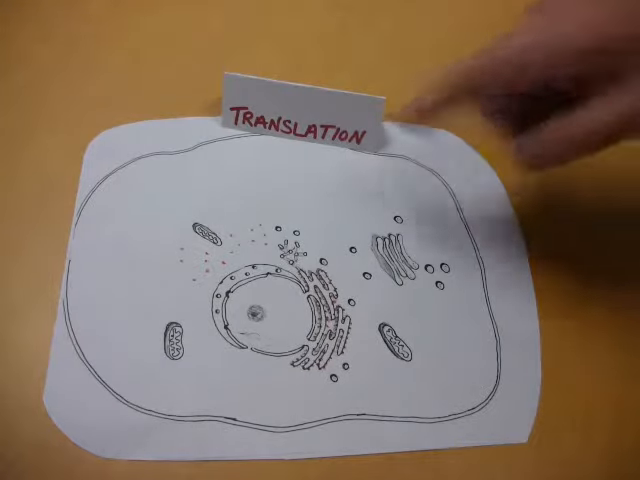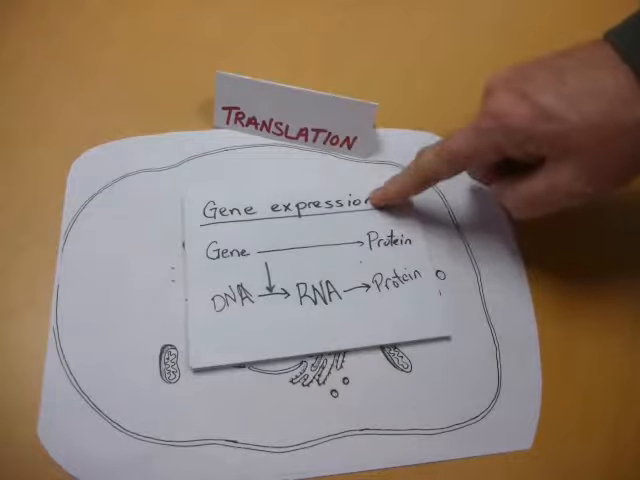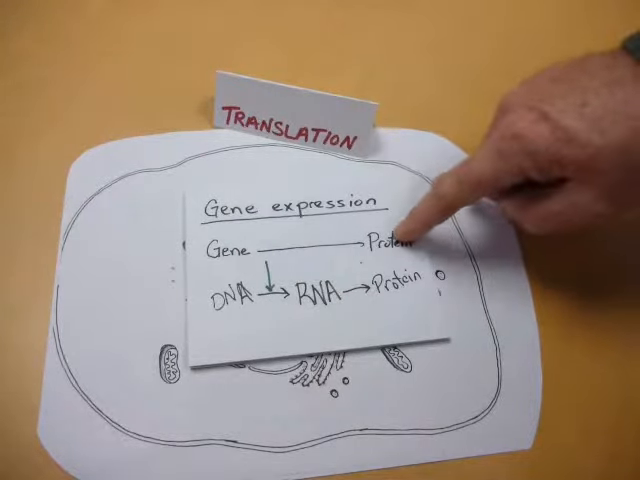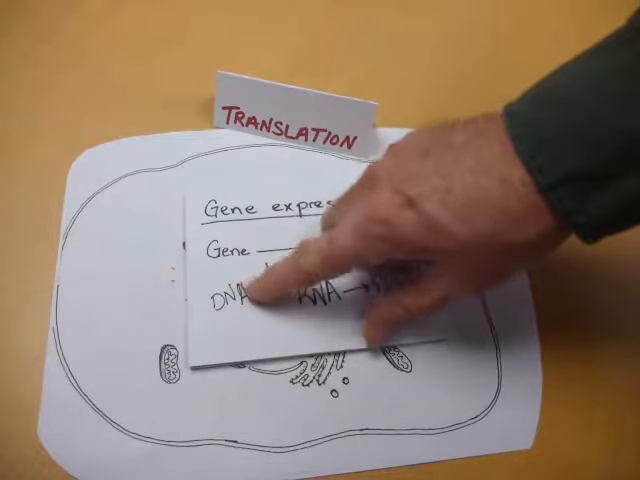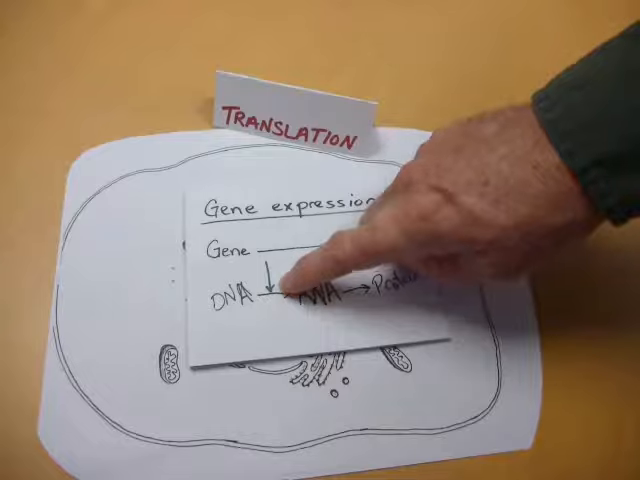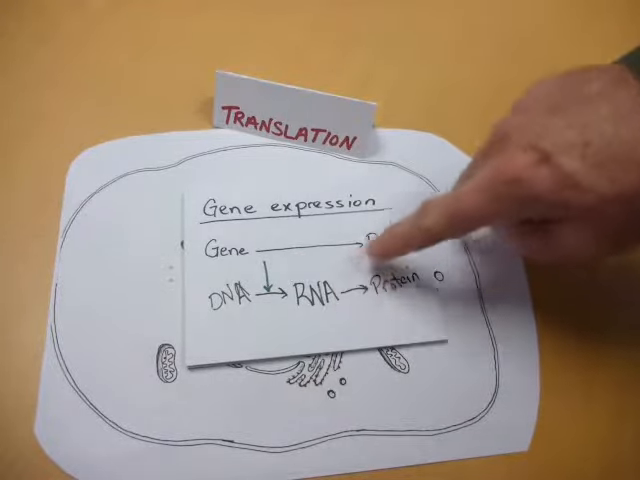This video is about translation. Remember, translation is part of the overall process of gene expression, where we take a gene and use that information to make a protein. This happens in two basic steps, where we take the gene made out of DNA, we do transcription to result in RNA. Now that we have that RNA, we can use it.